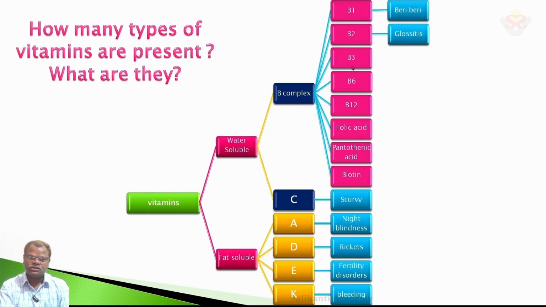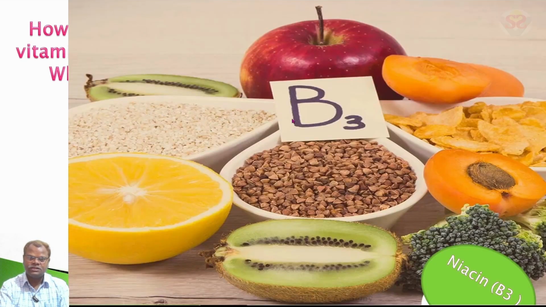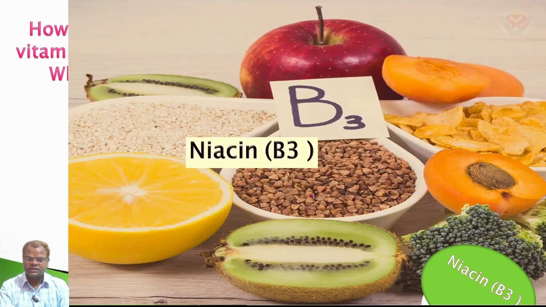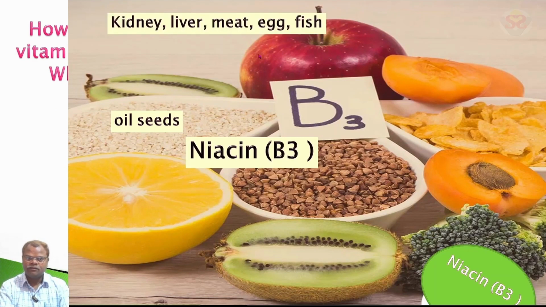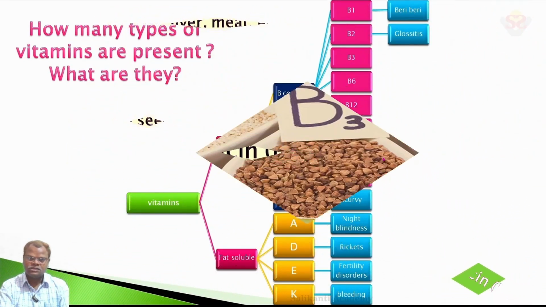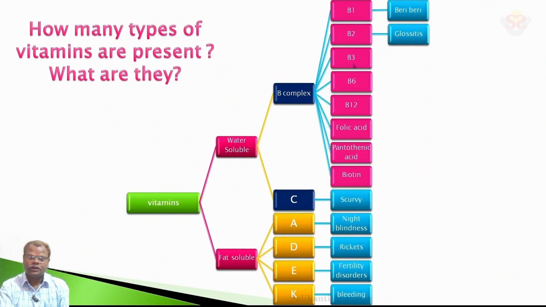The major sources of vitamin B3 are these. The chemical name of B3 is niacin. Oil seeds contain vitamin B3, niacin. Kidney, liver, meat, egg, and fish also have vitamin B3, niacin. All of these give vitamin B3 to us.